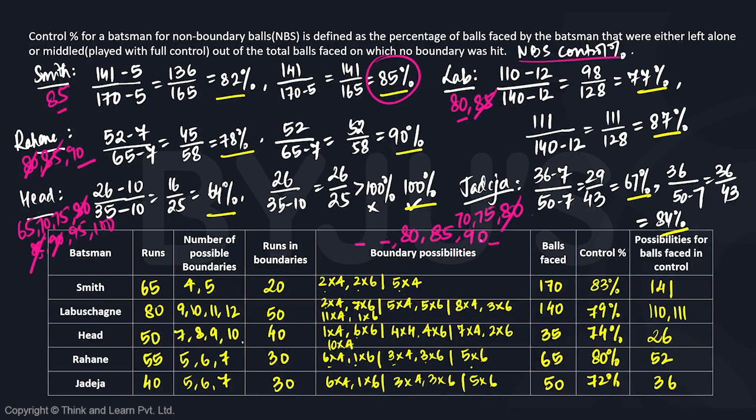We can't have 90, 95, 100 because Jadeja doesn't have a 95. So 100 is not possible. For the same reason, we can have a 75 or a 70, which means 65 is not possible. So for Head, we have three possibilities: 70, 75 and 95. And if we look at Jadeja, it could be 70 or 75. One of those two is possible.